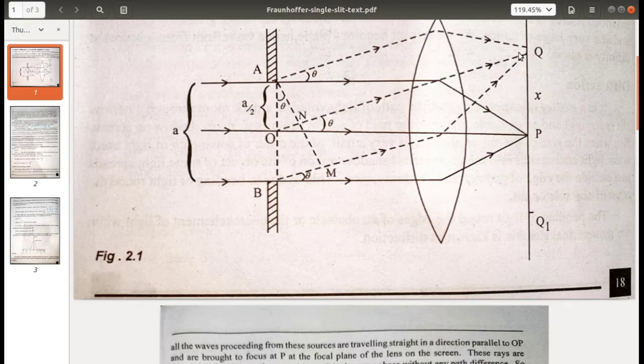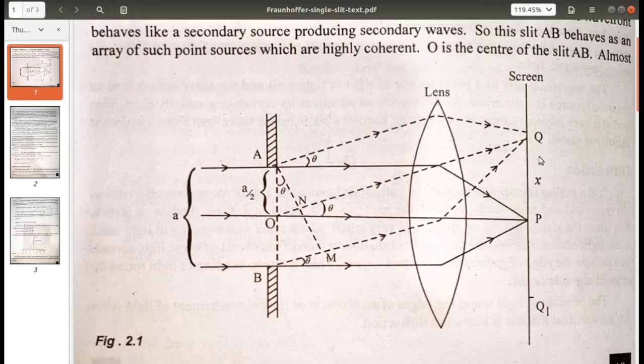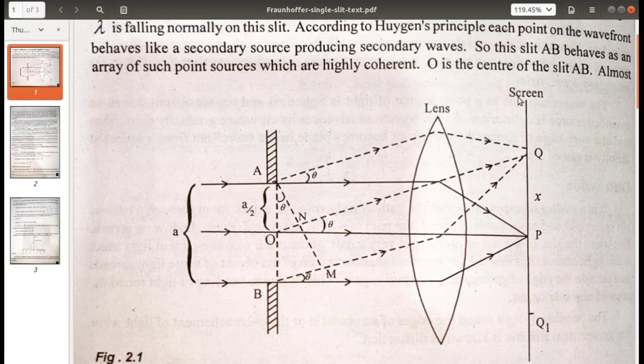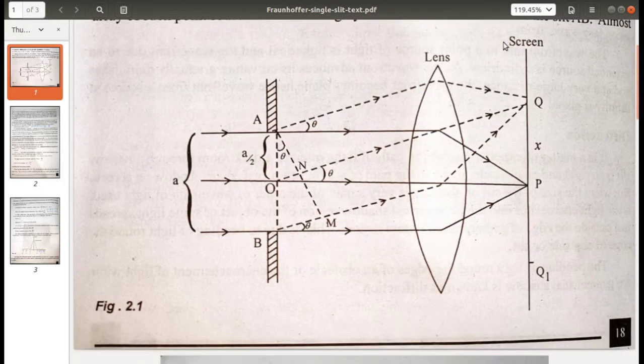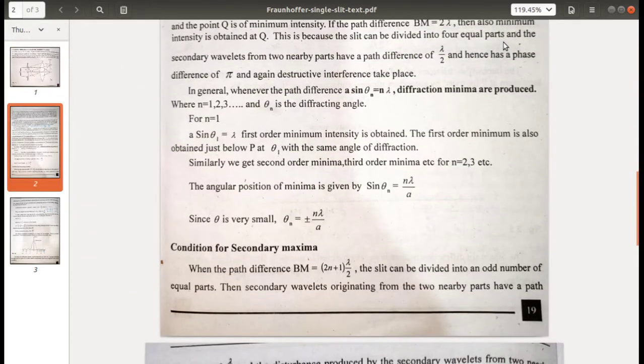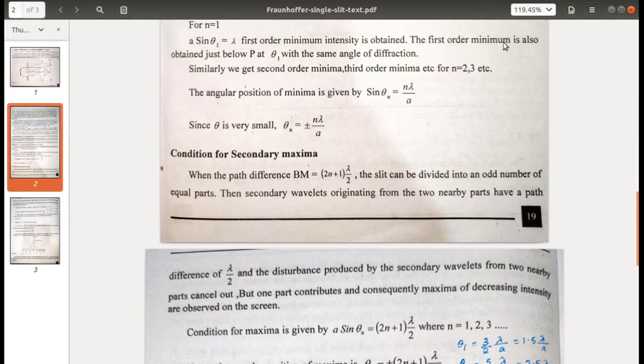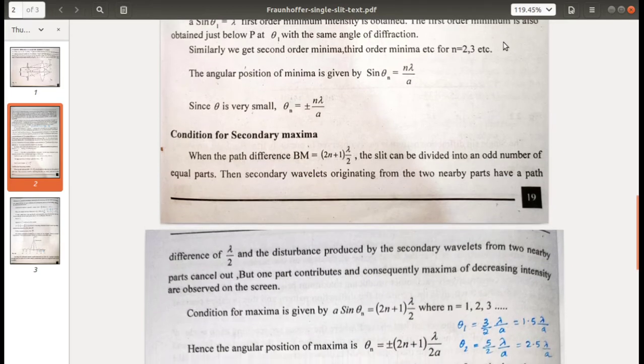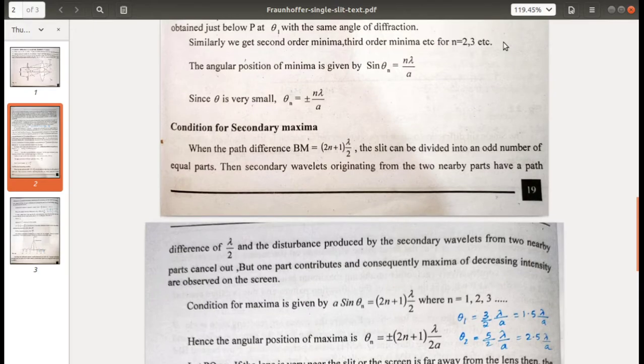So the first order minima will be here at Q, and another point on the screen beyond Q will give you the second order minima, and another point beyond that will give you the third order minima, etc. So we will get a central bright point and different order minima beyond this on both sides of this central bright point.